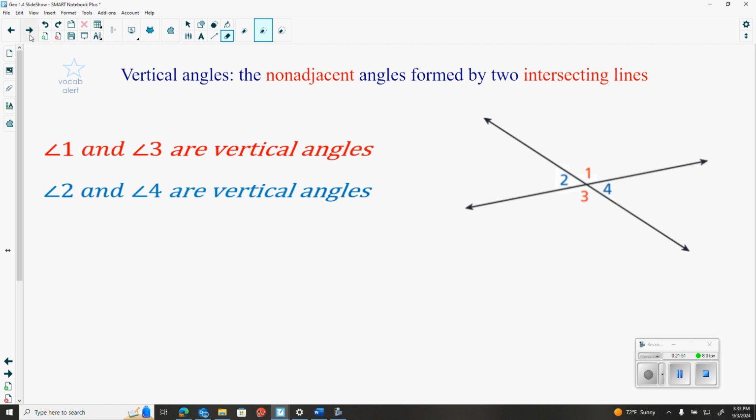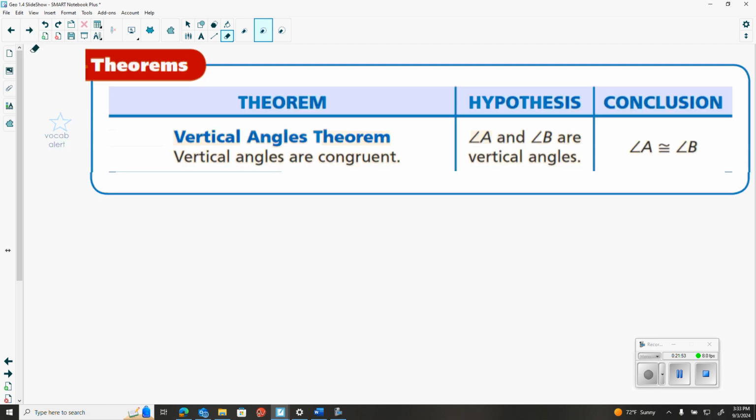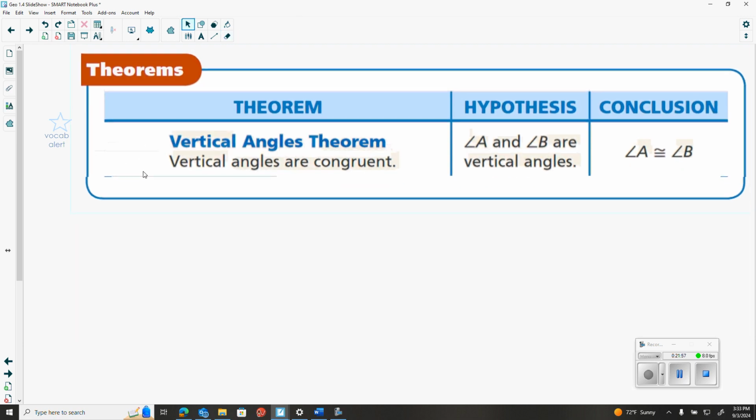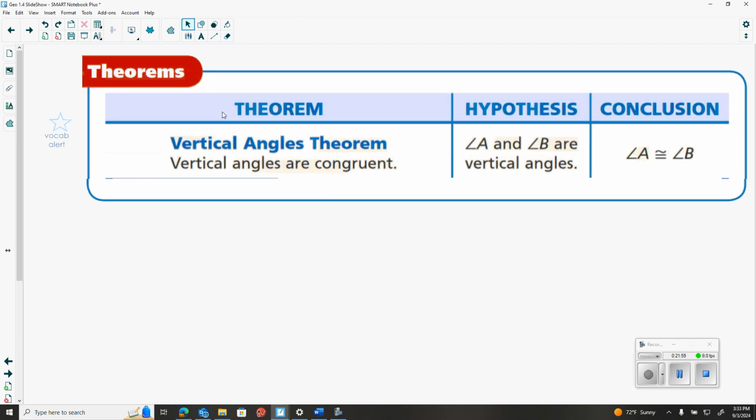Now, what's so special about vertical angles? Well, they're actually congruent. So time for our first theorem in this class, okay? Just so you guys know what a theorem is, how it's different from a postulate. So we talked about postulates being kind of the Captain Obvious statements that are generally accepted as true without proof. Theorems require proofs.